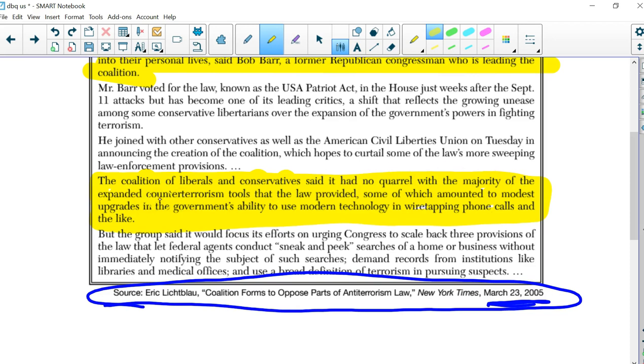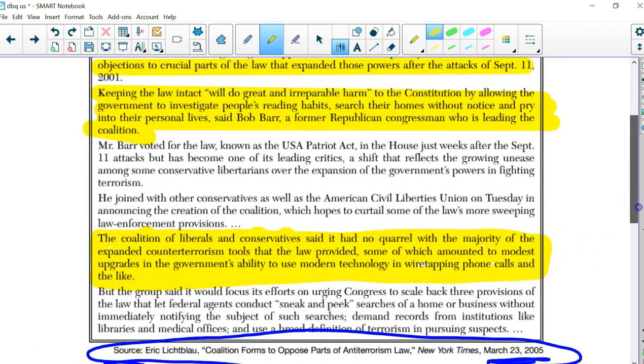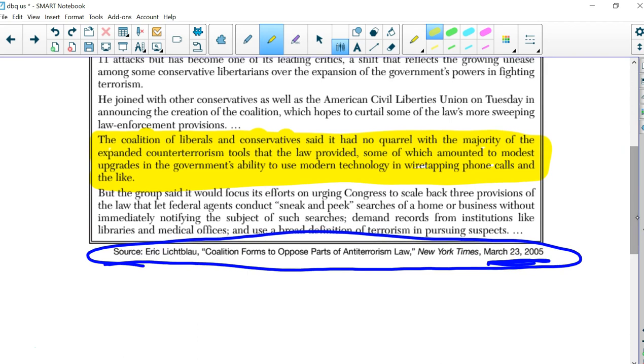The USA Patriot Act expanded counterterrorism tools that the law provided, and you could cite that in document 9A, but we're going to go into that later on. But I think that's a really good thing to quote there, okay? But the group said it would focus its effort on urging Congress to scale back 3 provisions of the law that let federal agents conduct sneak and peek searches of a home or business without immediately notifying the subject of such searches, demand records from institutions like libraries and medical offices, and use a broad definition of terrorism in pursuing suspects.